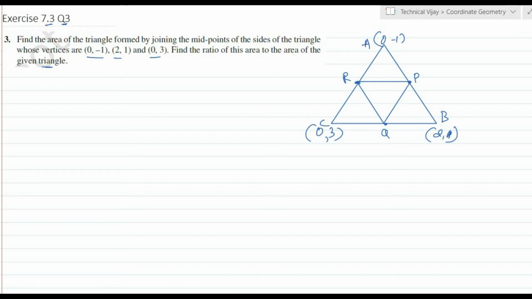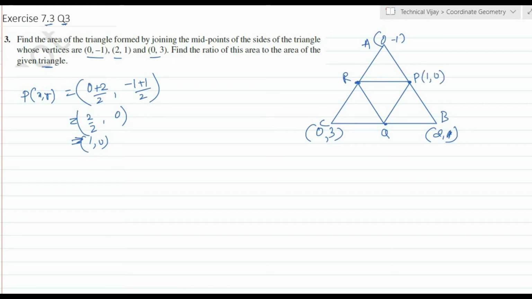So first, to calculate P, what do we have to do? This is the midpoint. How to calculate midpoint P? P of x, y is equal to x1 plus x2 divided by 2, that is 0 plus 2 divided by 2. This is the x coordinate, and the y coordinate will be minus 1 plus 1 divided by 2. So here 2 by 2, and 0 means 1, 0, 1 comma 0. So P coordinate will be 1 comma 0.